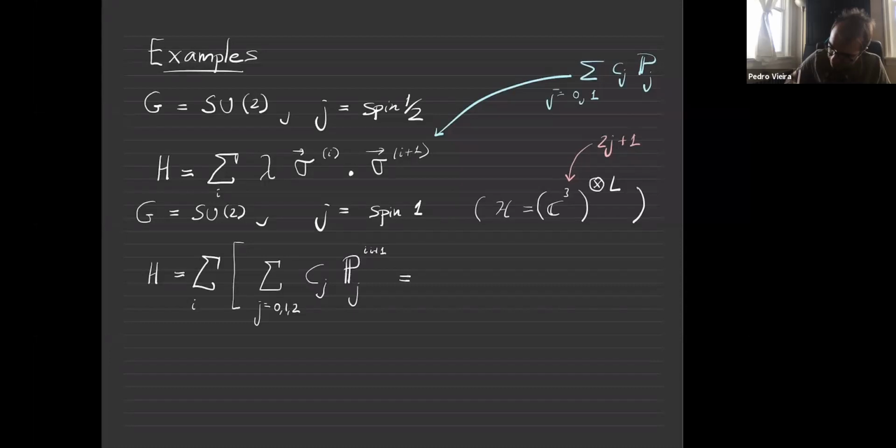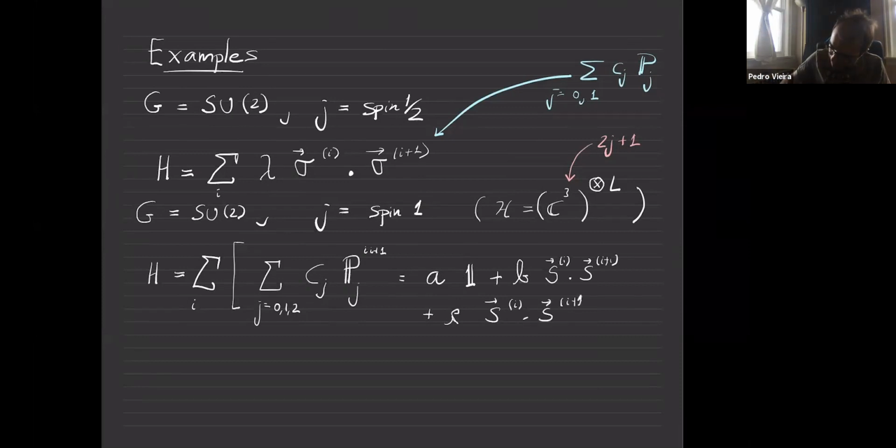So what are these two terms? If I want to write it in more conventional terms, it's a number times the identity. Let me for numbers not use this funny letter. Let me use A times the identity plus B times the product of two spins, spin at position I dot spin at position I plus one. But now for spin one, the term that you were proposing, spin I dot spin I plus one squared, is not just the identity. And so now I can write this, but the next power is trivial. For spin one, it stops here. And it increases more and more as I go to more spin.